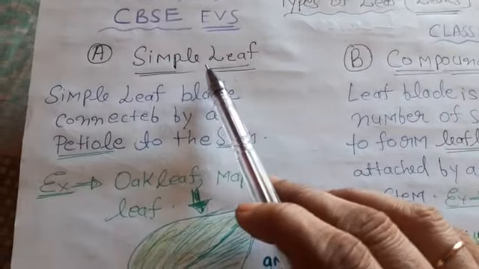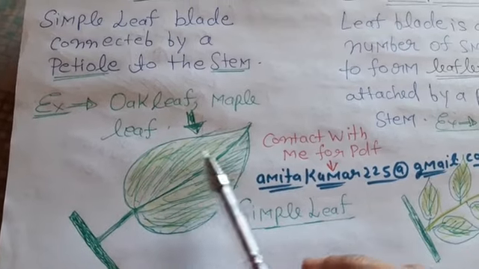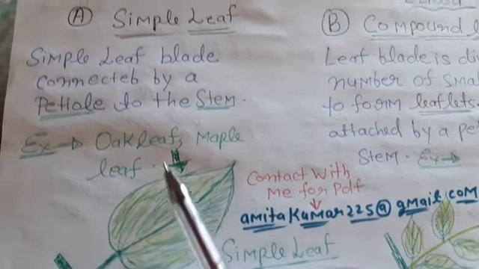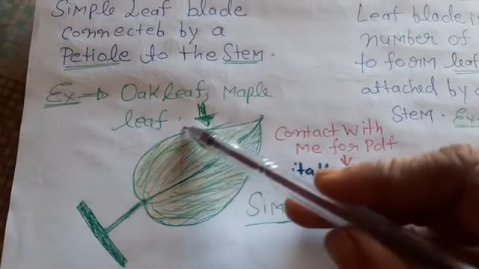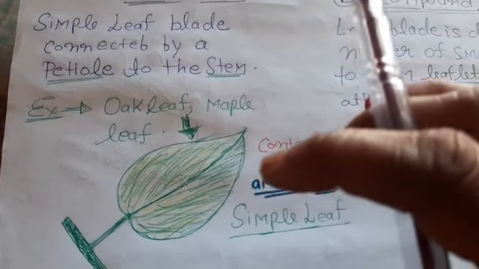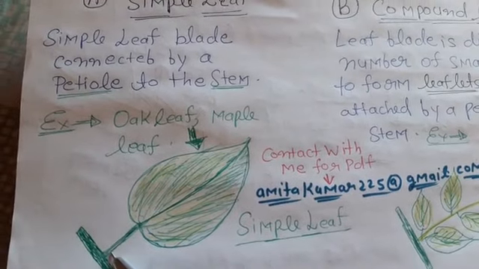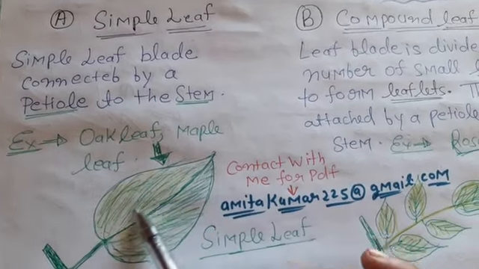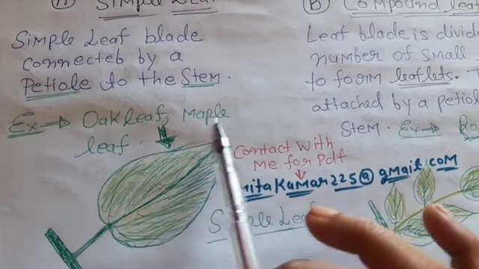Types of leaf. Firstly, this is a simple leaf diagram, for example an oak leaf or maple leaf. A simple leaf blade is connected by a petiole to the stem. The simple leaf blade is a broad, green, expanded portion attached by a petiole to the stem. This is called a simple leaf. Example, oak leaf, maple leaf.